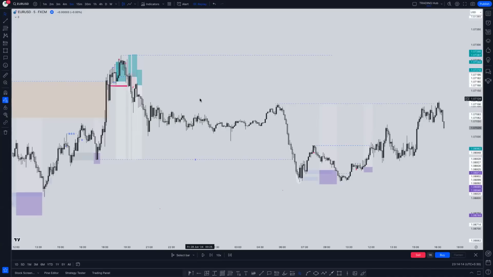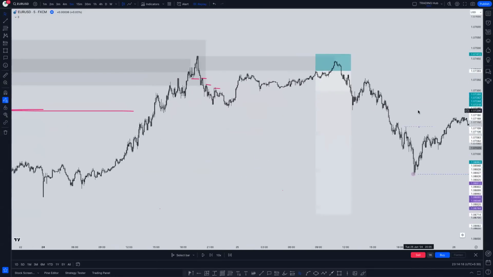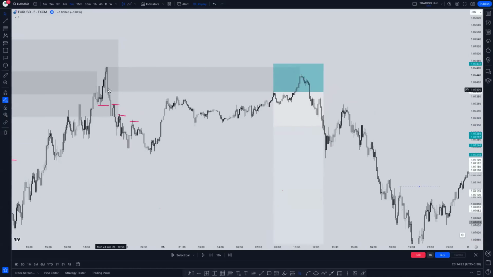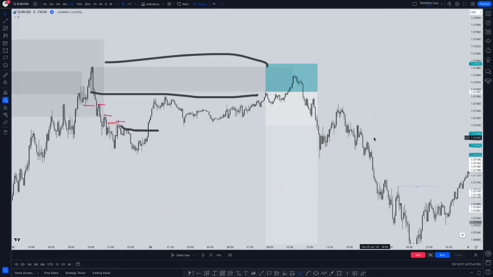Please, can you show the previous second entry? Which previous entry? This one. Inducement taken out, mitigation, unmitigated order flow is here. Then we can sell. Simple. Yes, this idea.